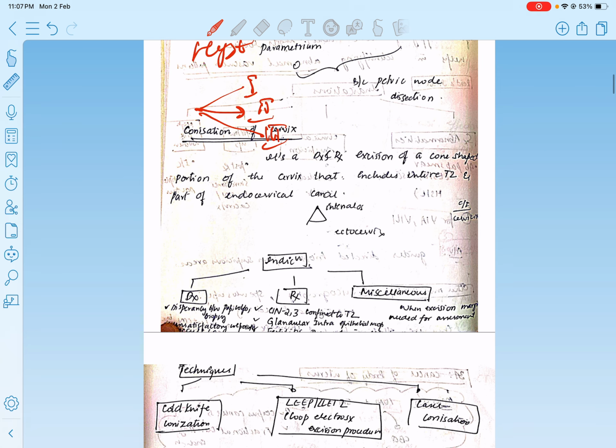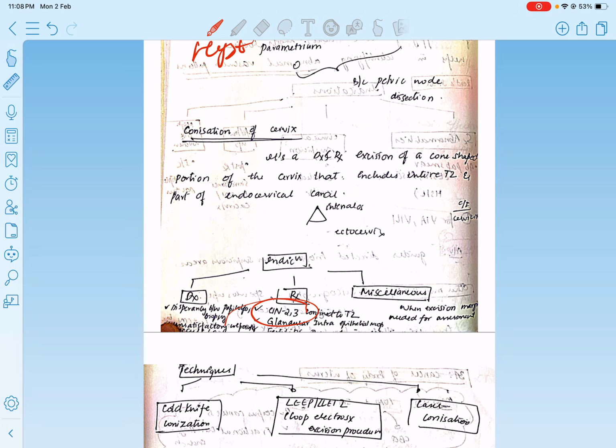Regarding conization of the cervix, you need to know the indications. It can be diagnostic, to check whether carcinoma cervix is present, and it can also be therapeutic, where in stages 2 and 3 you can cure it.